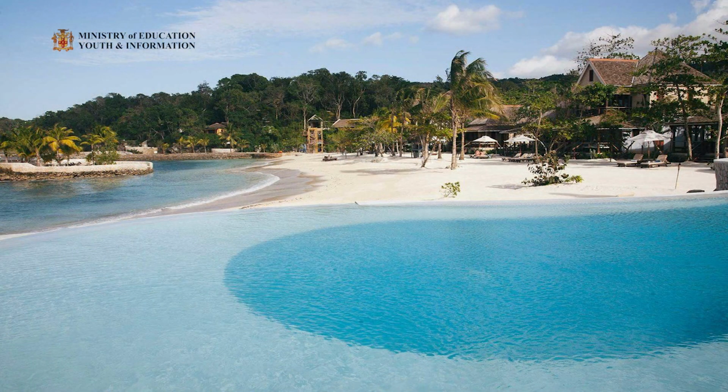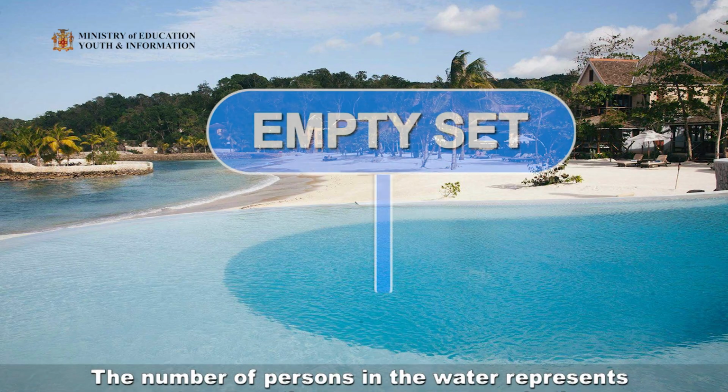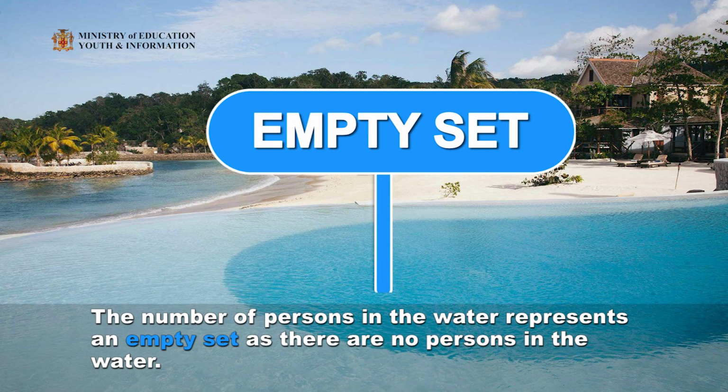Now, let's look carefully at this final picture and tell me your observation. Wow! You have been doing great so far. Empty or null set could represent the persons in the water based on the picture. There are no persons in the water, therefore it is empty. Great job, boys and girls.